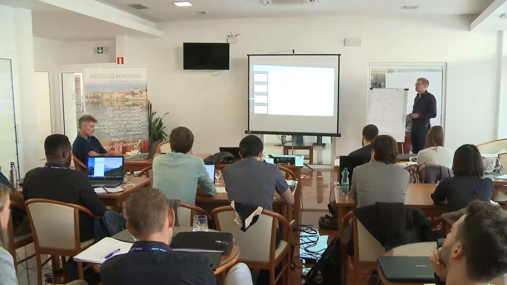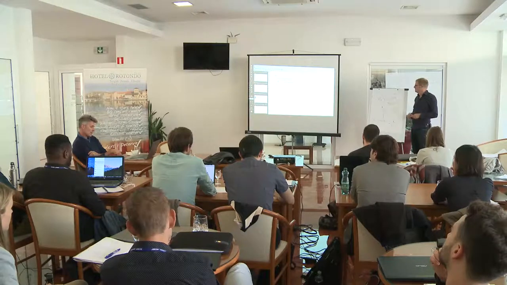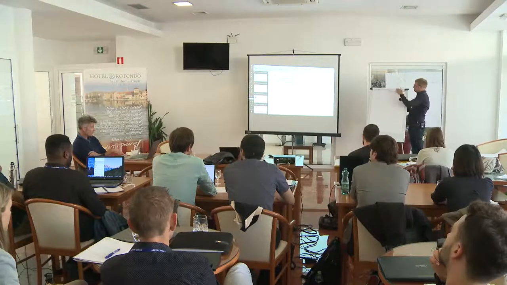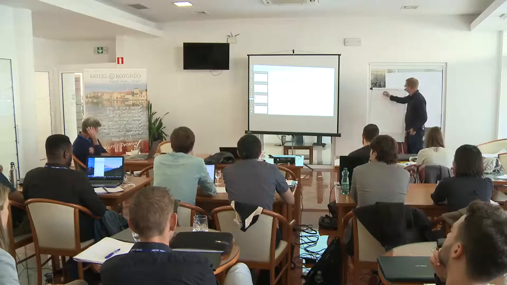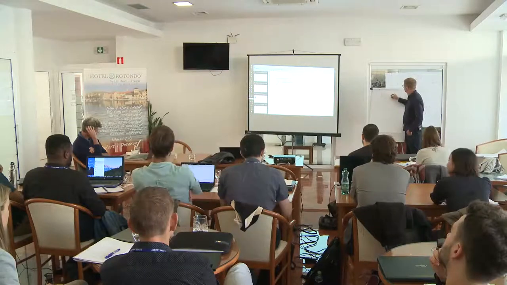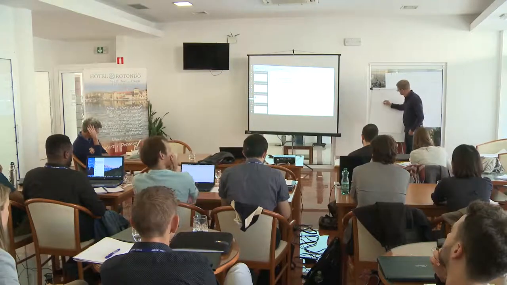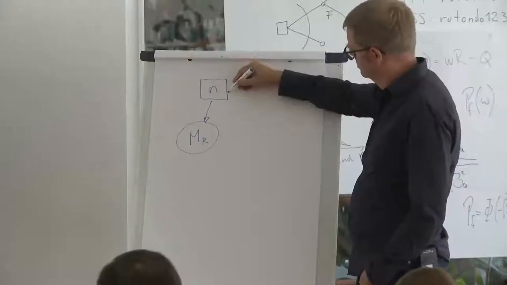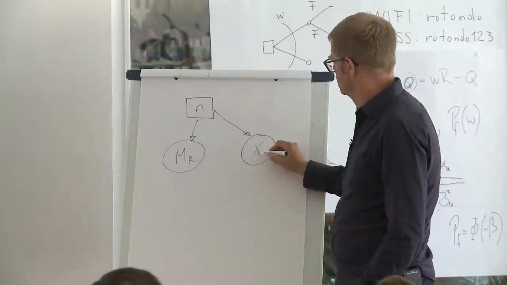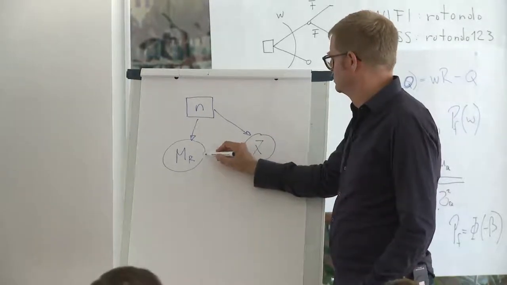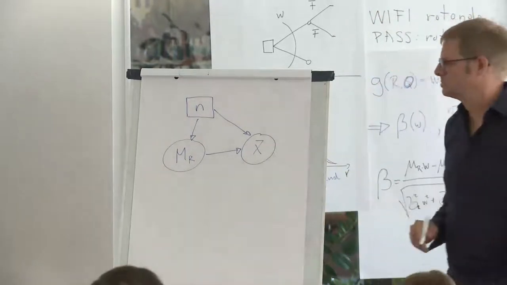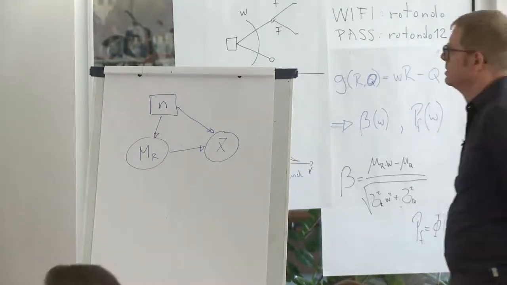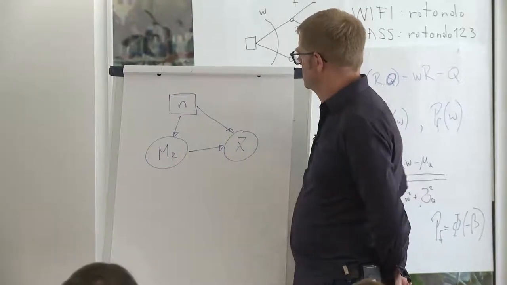And X bar is also modifying MR. So one single node that represents X bar and decision node N would be enough. The decision node N would go directly into MR. And N would also go into X bar. And then there's an arc between MR and X bar. And the arc between N and X bar we only need for the case of N equal to zero.